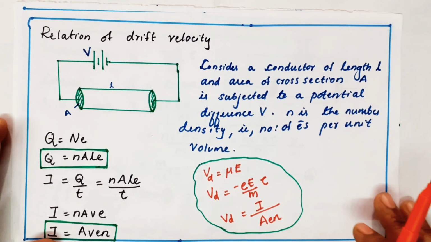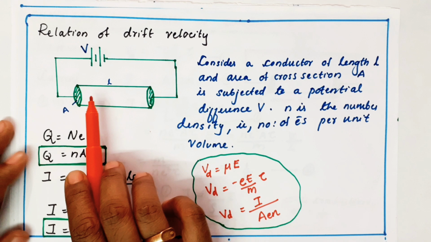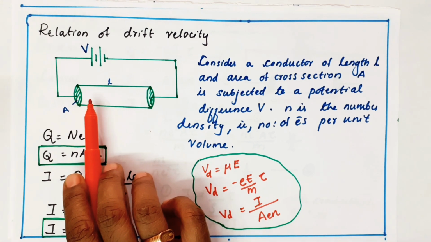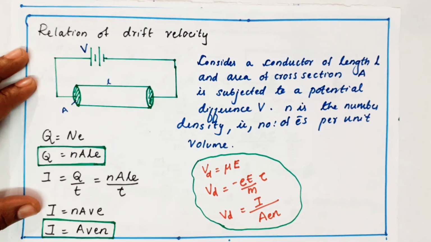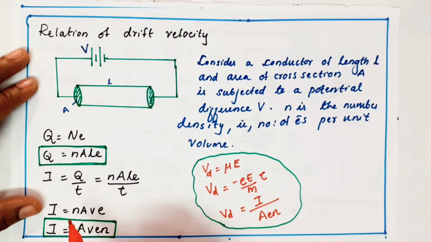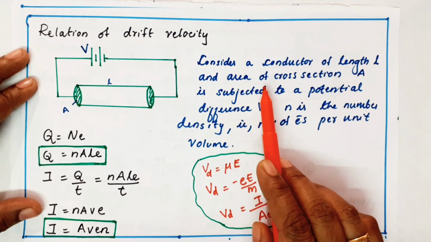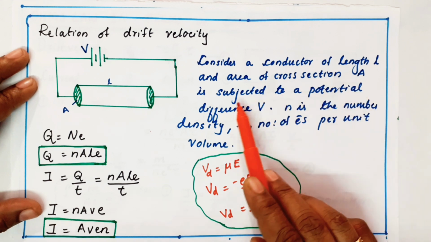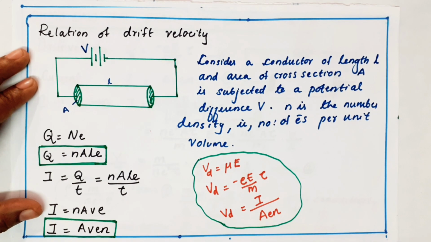Now next I am writing another equation for drift velocity. Let this be a conductor, same as our previous conductor, only a little more neatly drawn. So this is a conductor, area is A, L is the length. Consider a conductor of length L and area of cross section A subjected to a potential difference V. Here I am giving a potential difference, it means we are giving an electric field.